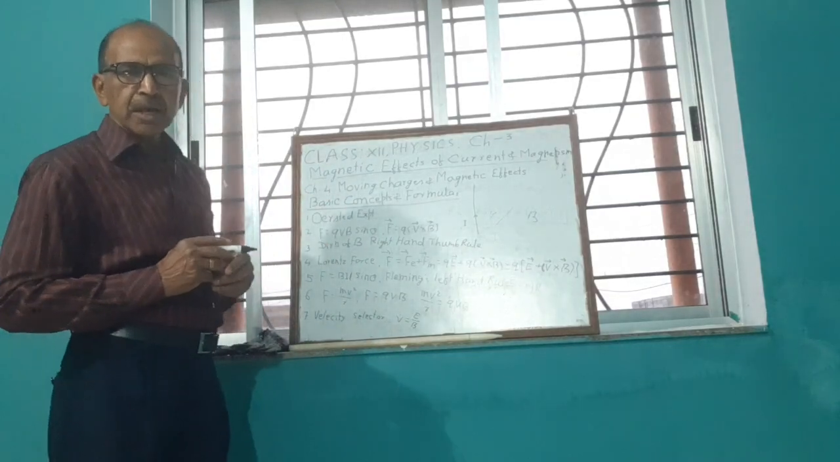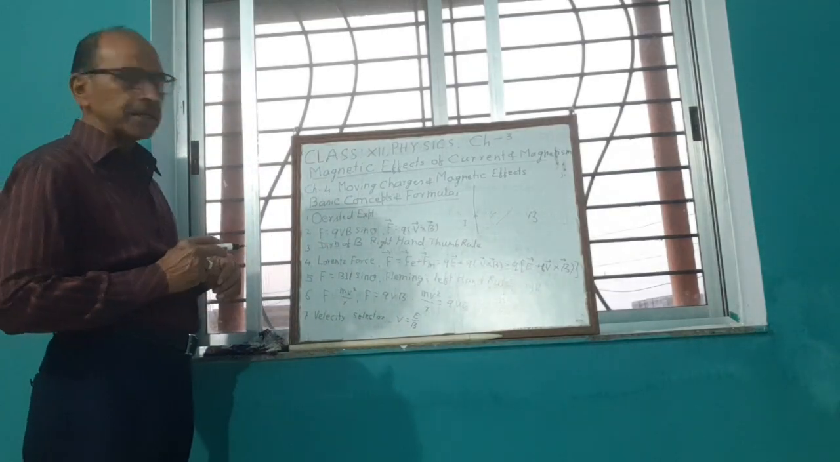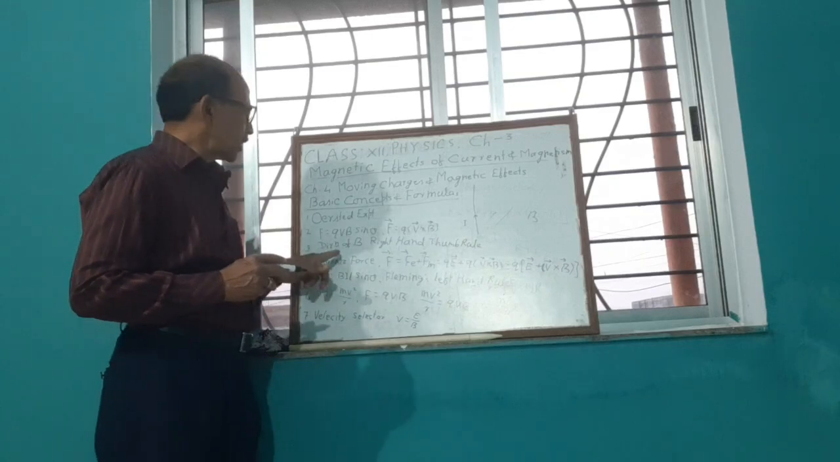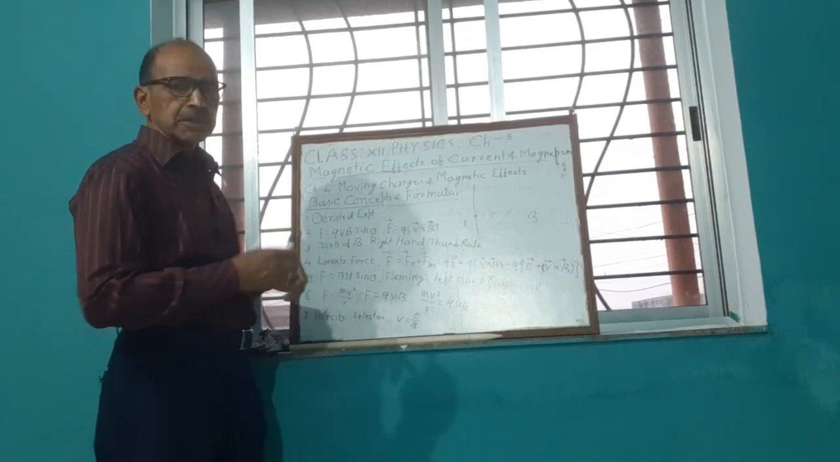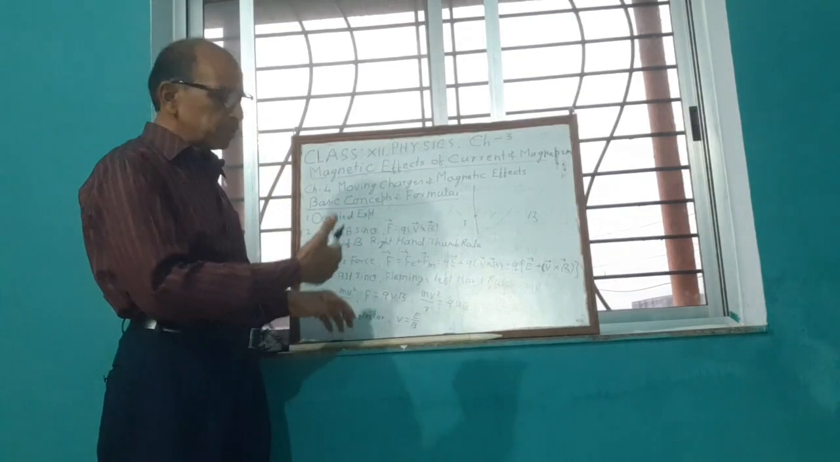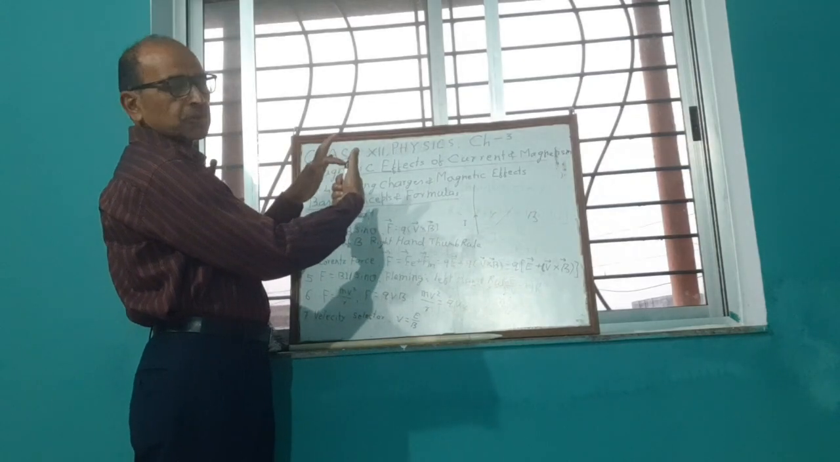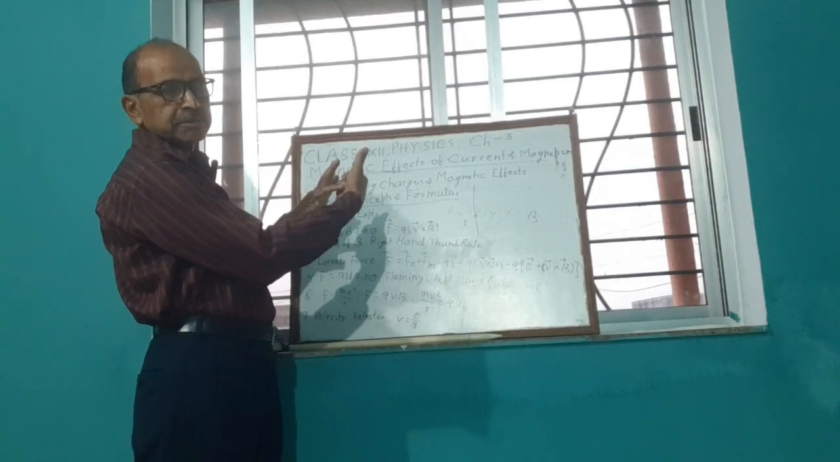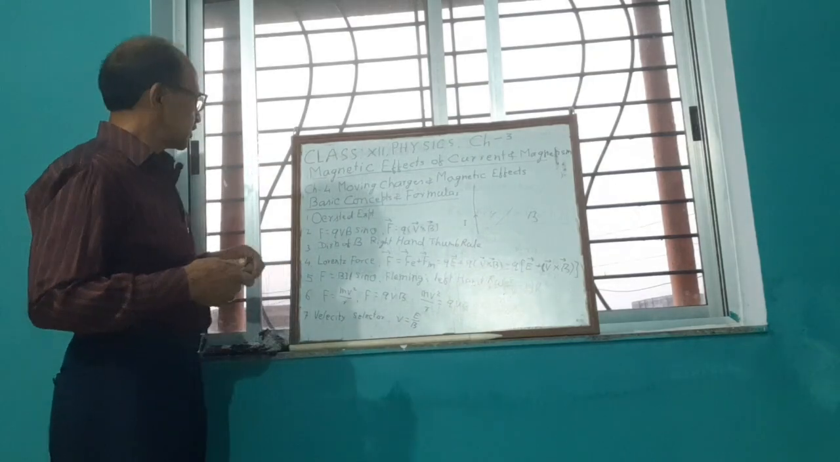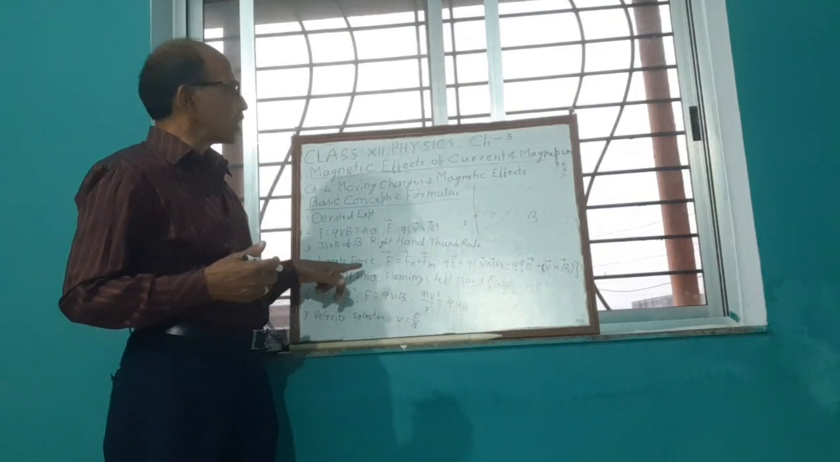The direction of the magnetic field is given by Maxwell's right hand thumb rule. If a current carrying conductor is held in the right hand, the thumb points in the direction of current and the folding fingers give the direction of the magnetic field.